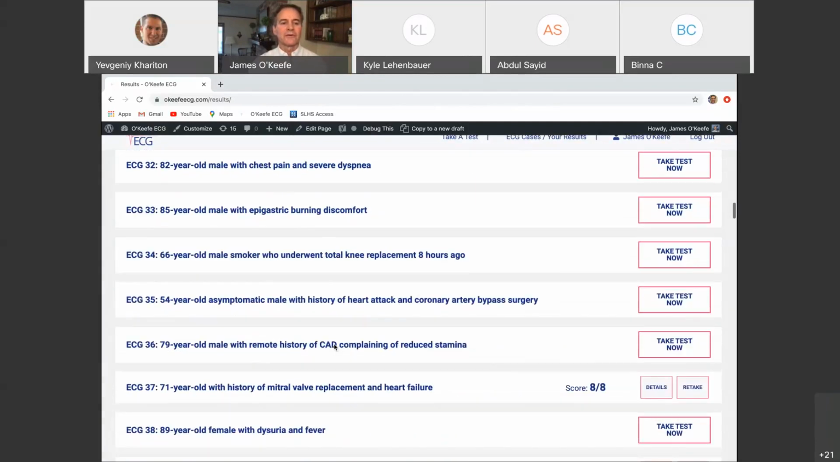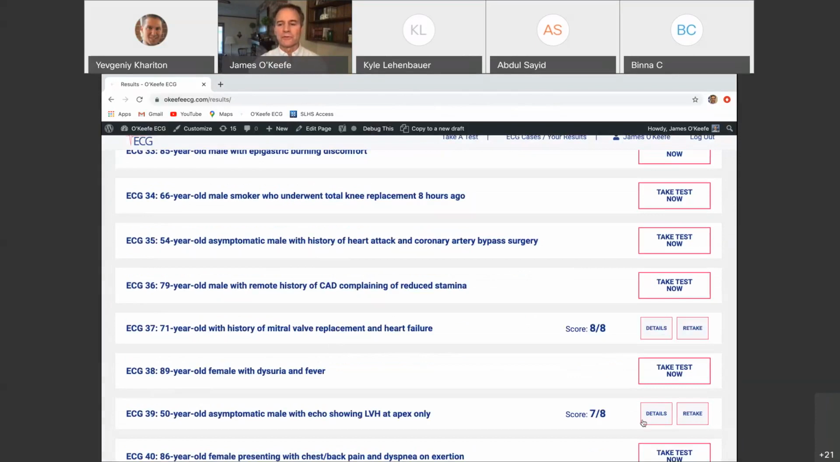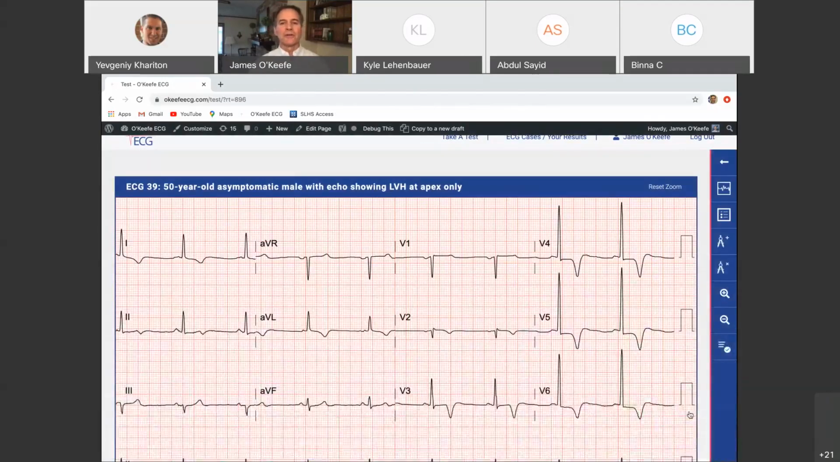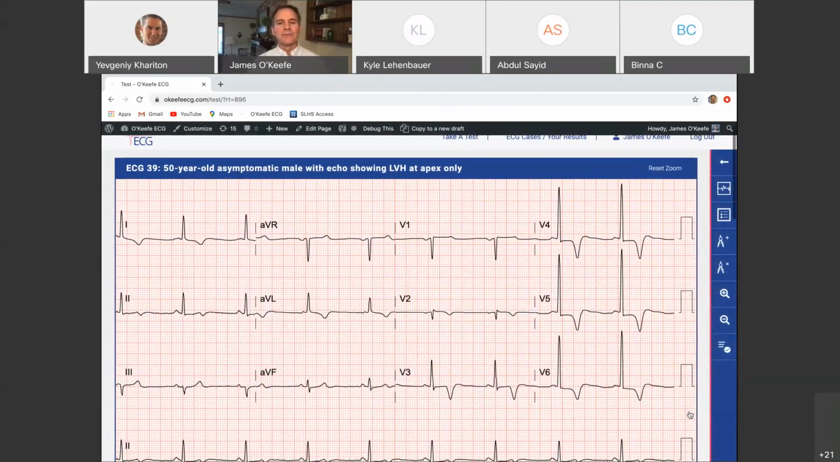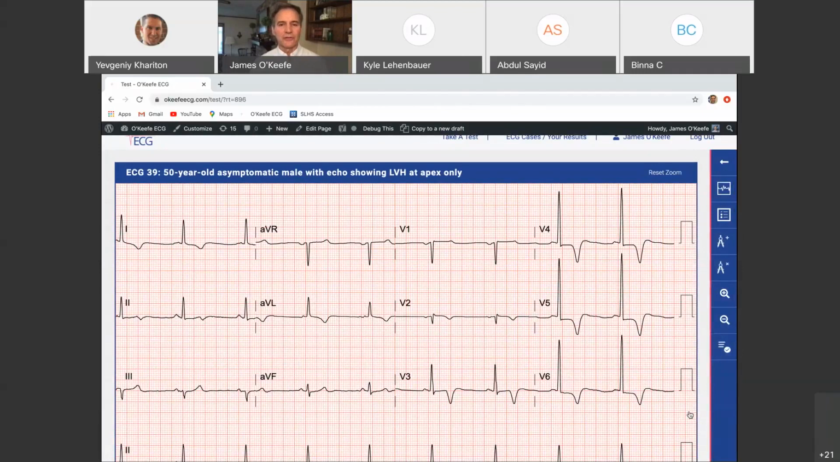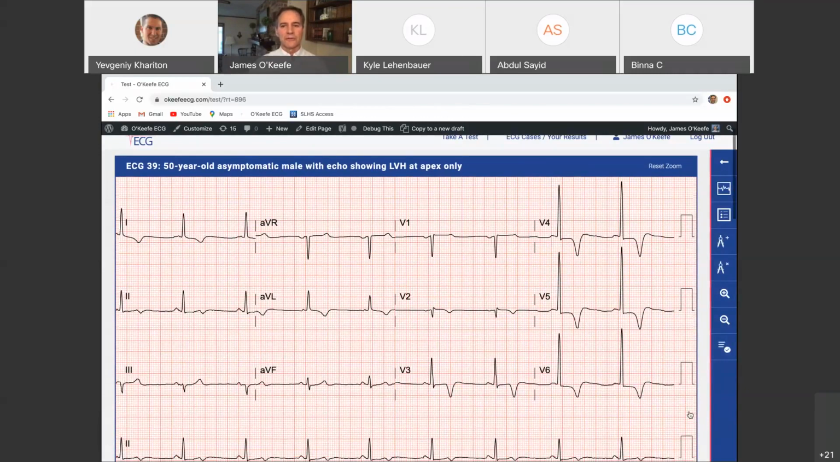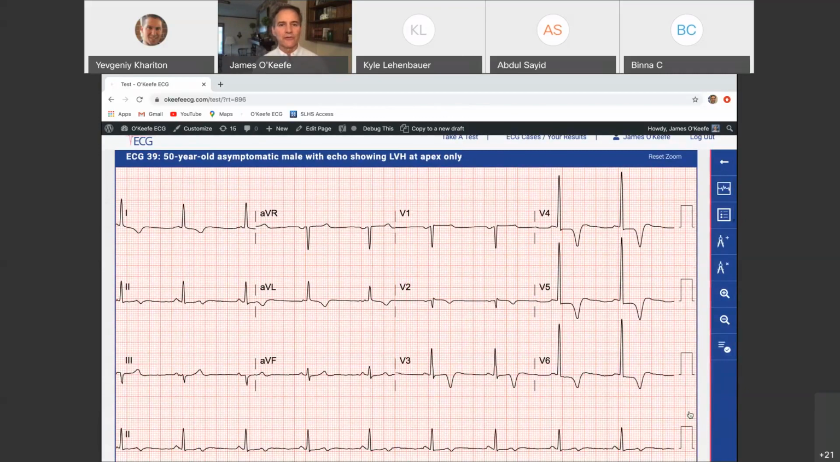All right, so let's do this one. This is a 50-year-old asymptomatic male who had a recent echo showing a 19-millimeter left ventricular wall thickness out at the apex, but not at the base. So here it is, an asymptomatic male with LVH at the apex. Anybody want to take a crack at this one?